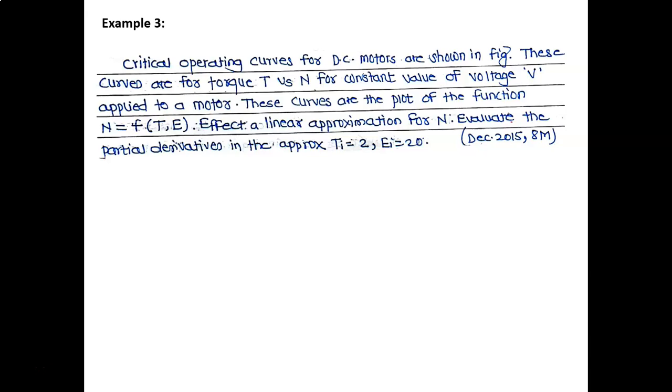Evaluate the partial derivatives in the approximation, that is at Ti is equal to 2 and Ei is equal to 20. Ti means constant torque is equal to 2 and Ei means constant voltage is equal to 20.